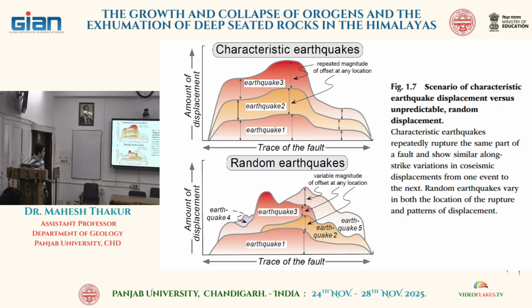We can think of it like this: let's say there is a fault and there is an earthquake along this fault. So it ruptured in a similar manner. Earthquake 1, earthquake 2, and earthquake 3 are rupturing in a similar manner with a repeated magnitude of offset at any location. We can call this a characteristic earthquake. But for a random earthquake, if we have a fault trace, then for earthquake 1 and earthquake 2 the rupture length is different and the location is also varying. So we can call these random earthquakes.